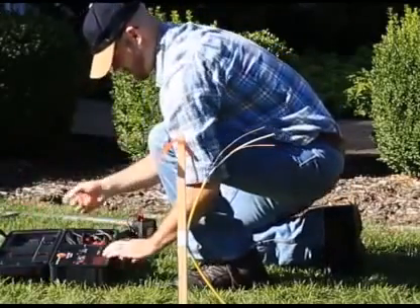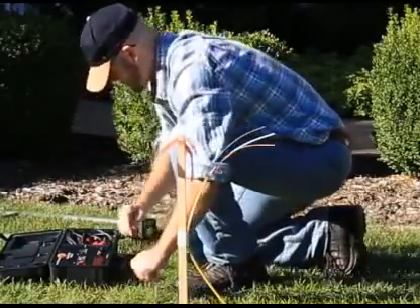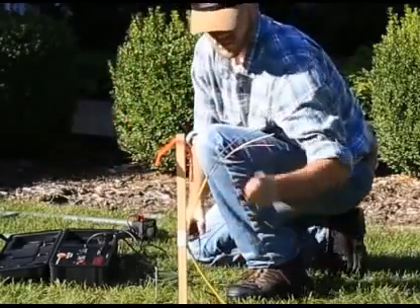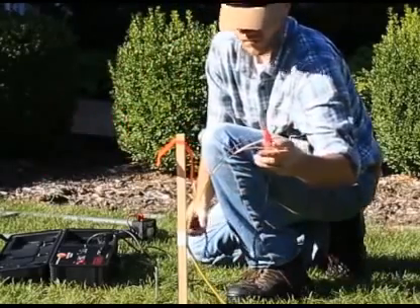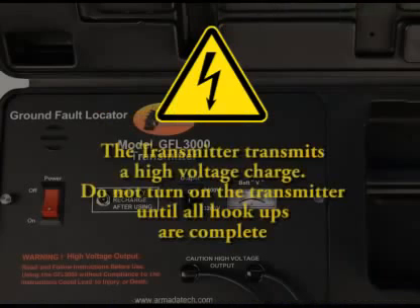At either end of the cable, and with the transmitter off, connect the black lead to the ground stake and push the stake into the ground as deeply as possible. Connect the red lead to the cable that is being tested. Note that if the cable is indoors, the black lead must be connected to its own ground stake where the wires exit the building. Do not use existing grounds in the building.